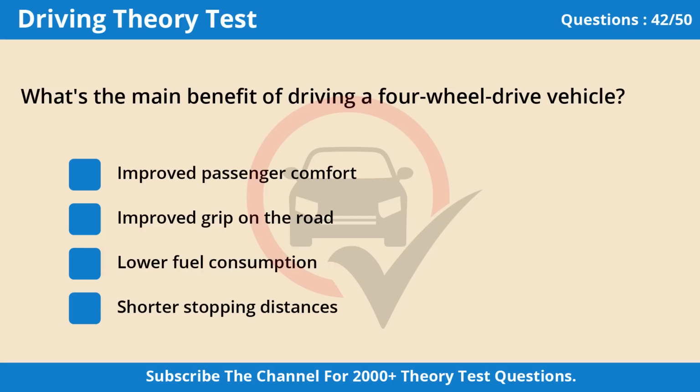Question 42. What's the main benefit of driving a four-wheel drive vehicle? A. Improved passenger comfort. B. Improved grip on the road. C. Lower fuel consumption. D. Shorter stopping distances.